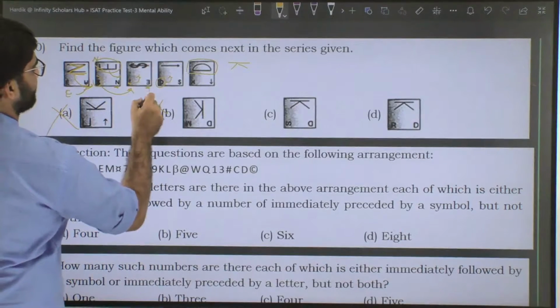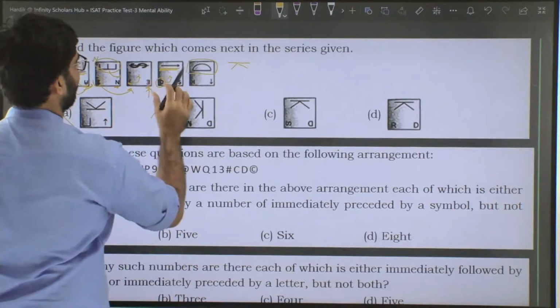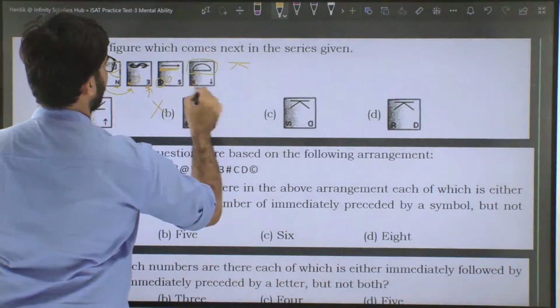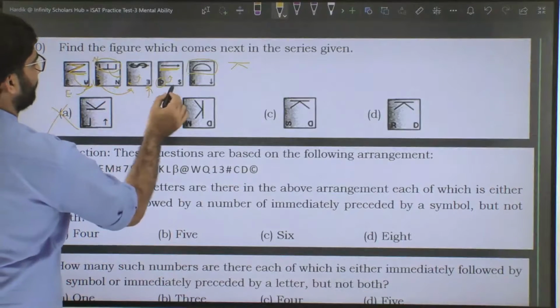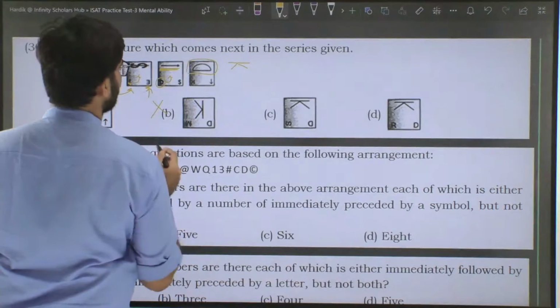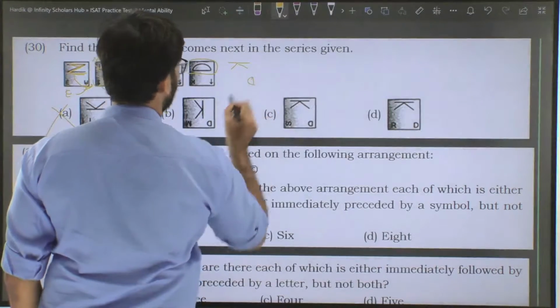So it will look like this. Again, this arrow has been rotated in the anti-clockwise direction. This dollar sign has also been rotated in the anti-clockwise direction. So this D also has to be rotated in the anti-clockwise direction. So it will look like this.